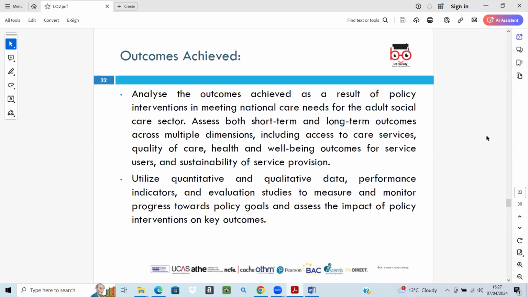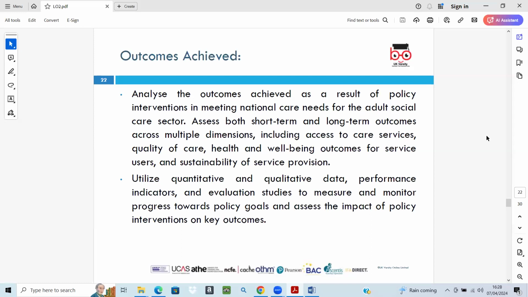Then the data. This is important in research as well as in that learning outcome too. So as it is mentioned, quantitative and qualitative data. We use the quantitative data such as statistics on service access, quality metrics, health outcomes, and financial indicators to measure progress towards policy goals. And this is the quantitative data. So quantitative data is related with numbers, related with the quantity.